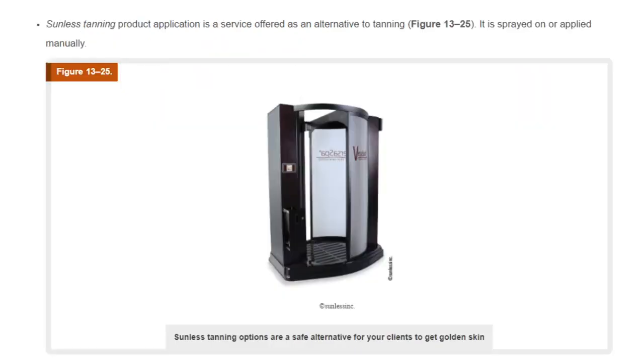Sunless tanning product application is a service offered as an alternative to tanning. It is sprayed on or applied manually. Figure 13:25. Sunless tanning options are a safe alternative for your clients to get golden skin.